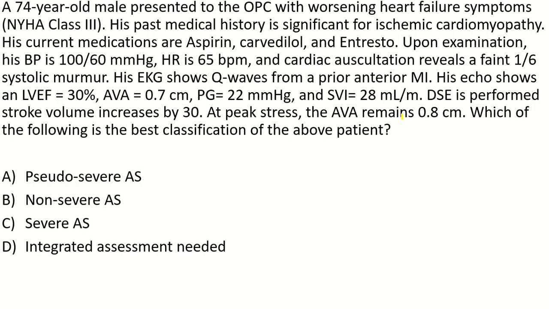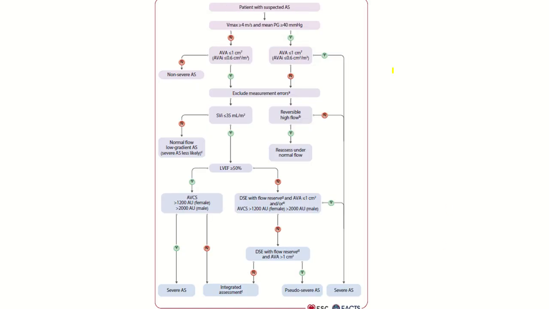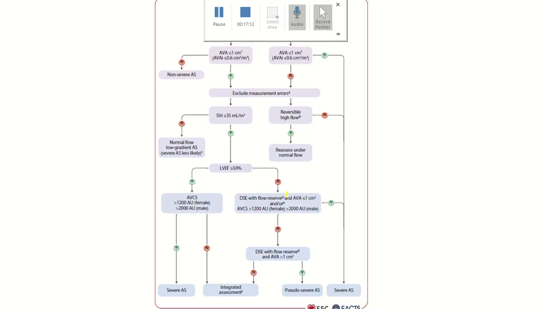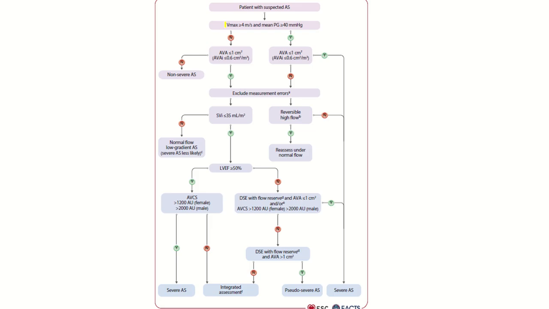Okay, let's review the guidelines. The guidelines demonstrate that whenever you have discordant data across the Vmax and pressure gradients, you have to go to evaluation of aortic valve area. With a low aortic valve area in conjunction with low pressure gradients, you have to exclude measurement error, and if you excluded this, you have to evaluate the stroke volume index.